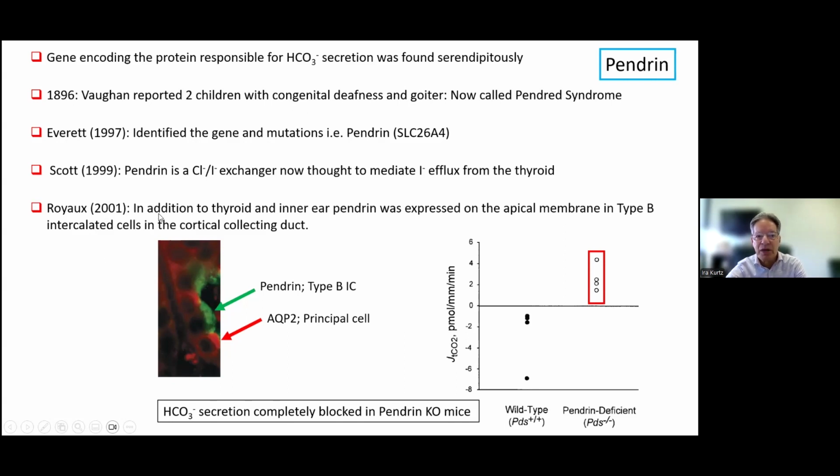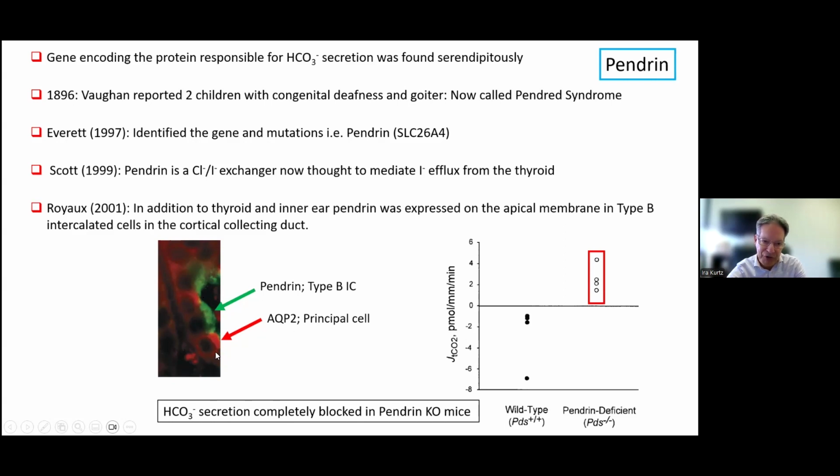In 2001, people started looking to see where else this thing might be. In addition to the thyroid and the inner ear, pendrin was found to be expressed on the apical membrane in the type B intercalated cell in the cortical collecting duct. CCD is the same thing as cortical collecting duct. And here's immunocytochemistry showing pendrin staining. This is the urine side, this is the cell, this is the blood side. And on the urine or luminal side, pendrin is staining the type B intercalated cell.